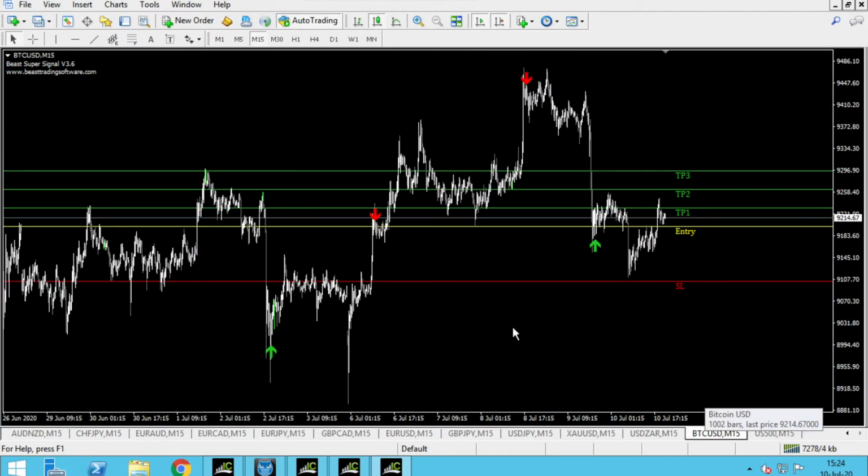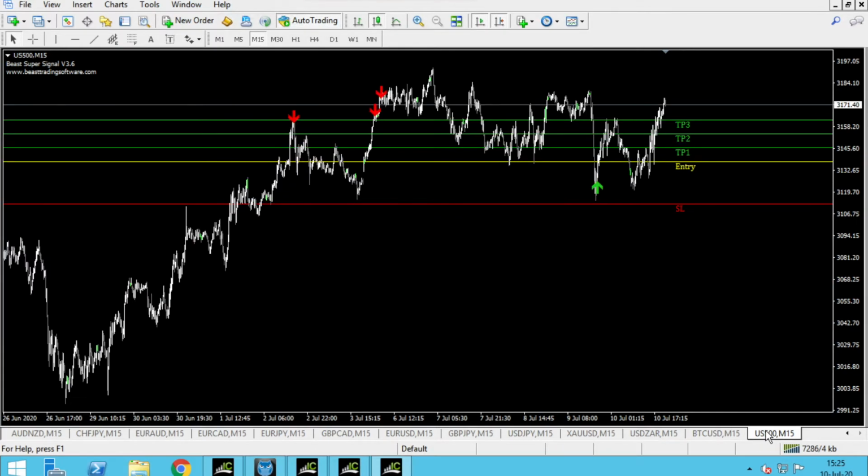For your crypto traders out there who like to trade on Bitcoin, again, Bitcoin has also been pretty good to us. Had a very good buy signal here. Here we had a sell. This probably would have taken out a stop loss, and then we did recover nicely there. And here again we have another buy signal which is still in play.